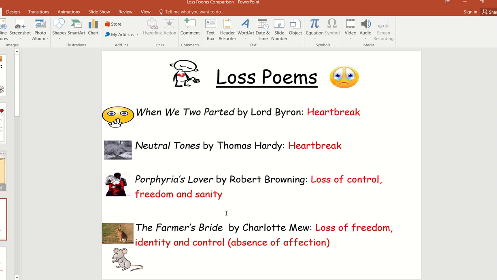So the narrator in the poem is a farmer, and he has married a girl who is much younger than him. And the whole poem is centred around this idea that, to him, she should be fulfilling the role of a housewife, and that is someone who is there to look after the house and to have sex with him and to raise a family. But the bride is very reluctant to do that.